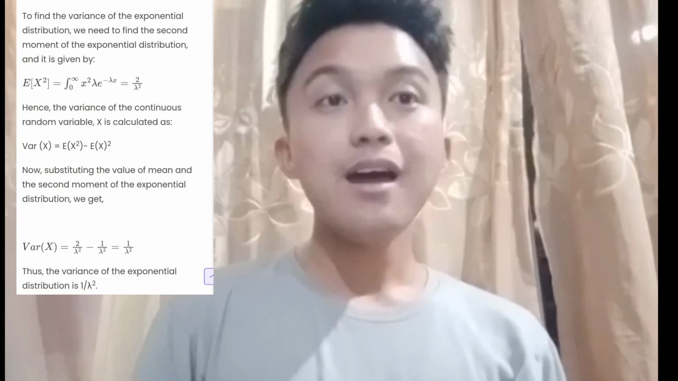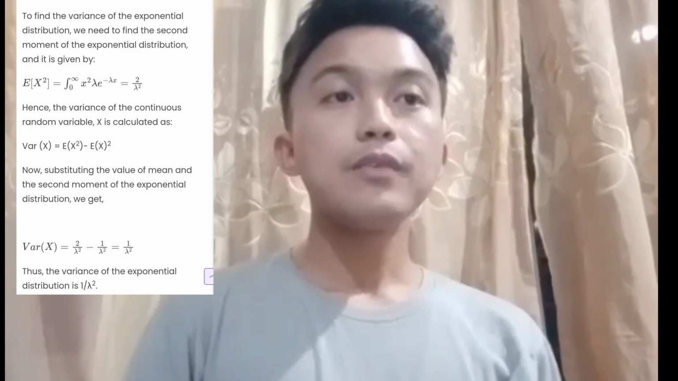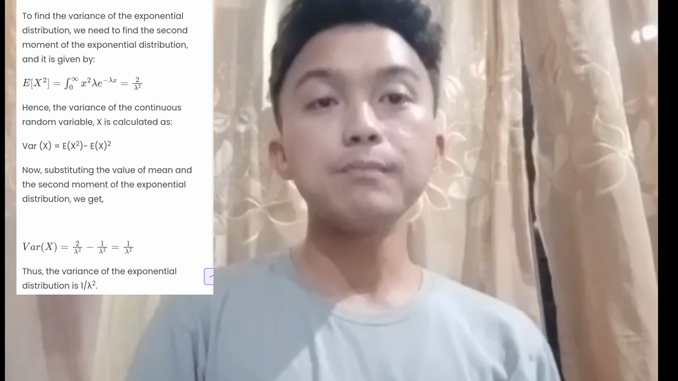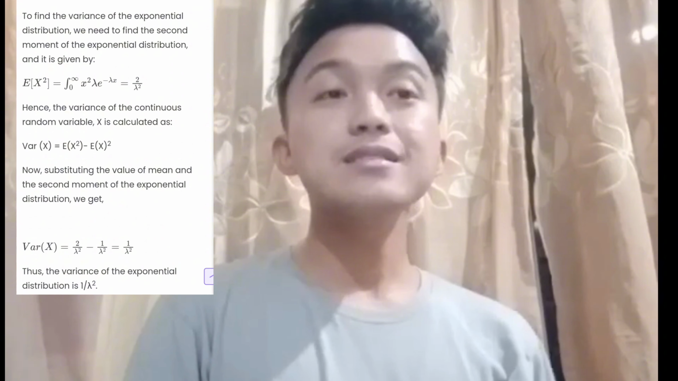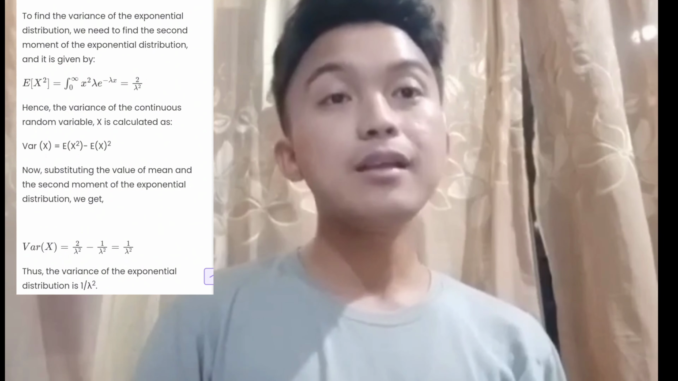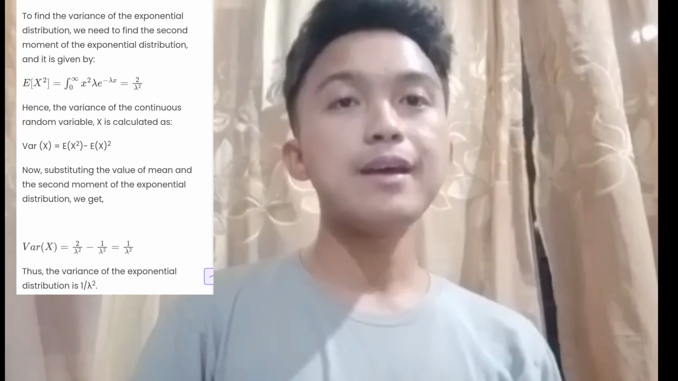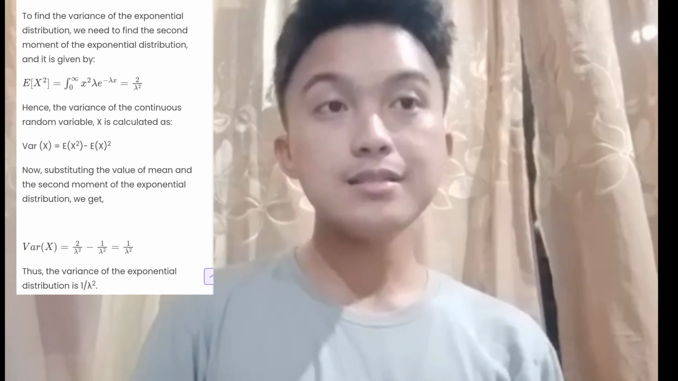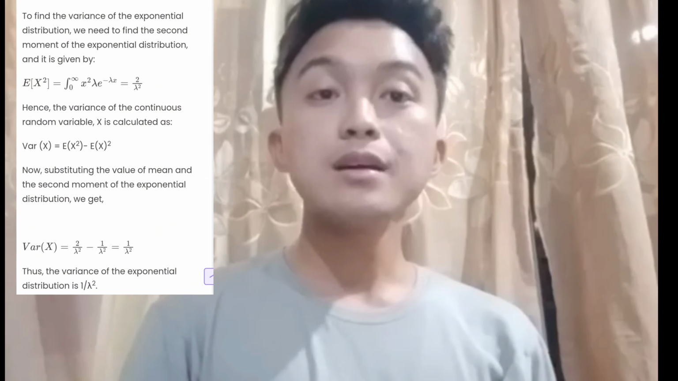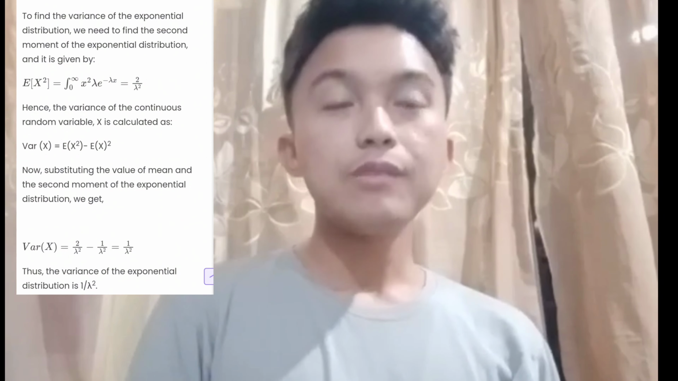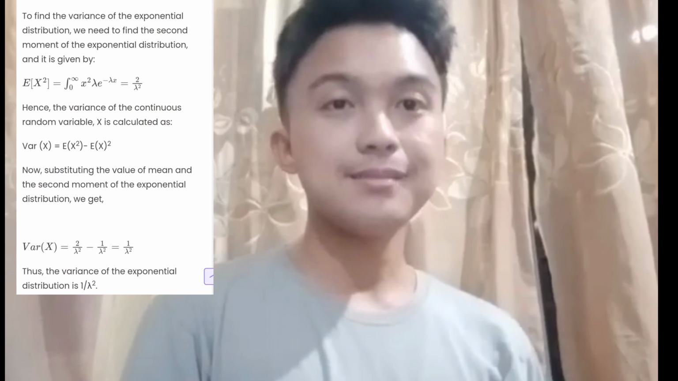Next up, variance. Variance gives us an idea of how spread out our data is. For the exponential distribution, the variance is just the square of the inverse of the rate parameter. Again, it's this delicate dance between rate and spread. Higher rate, smaller spread; lower rate, larger spread. But why does this matter? Well, understanding the mean and variance of the exponential distribution helps us make predictions and analyze data in a wide range of fields, from telecommunications to finance.